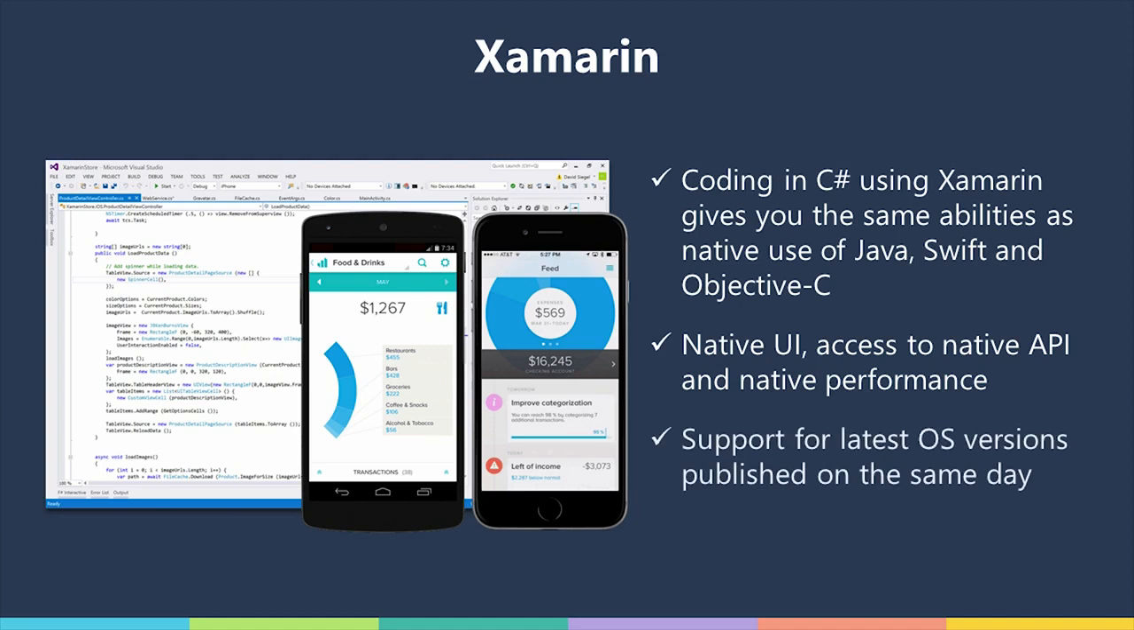Xamarin supports the latest OS versions available at the time of release. Supposing there's a new Android version out and you'd like to create an app using Android Studio for that version, Xamarin would update on the same day so you can use it to develop your app.